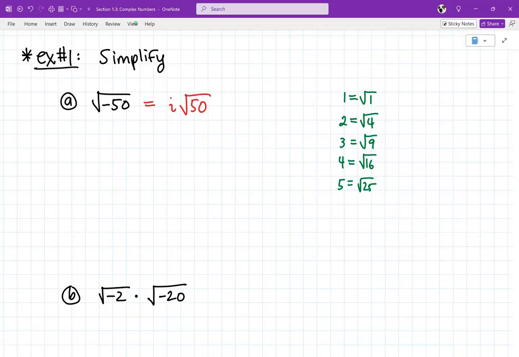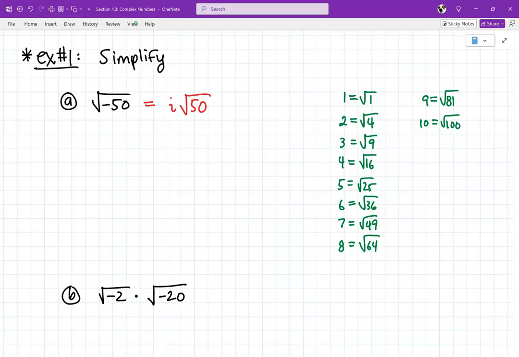So 1 is the square root of 1, right? 2 is the square root of 4. 3 is the square root of 9. 4 is the square root of 16. 5 is the square root of 25. 6, that's the square root of 36. 7 is the square root of 49. 8 is the square root of 64. Okay, let's jump over to the right side. 9 would be the square root of 81. 10 is the square root of 100.